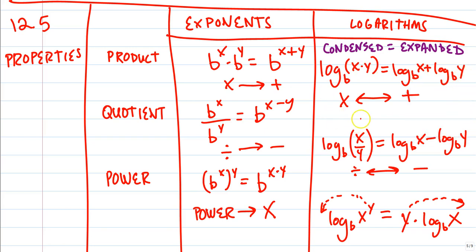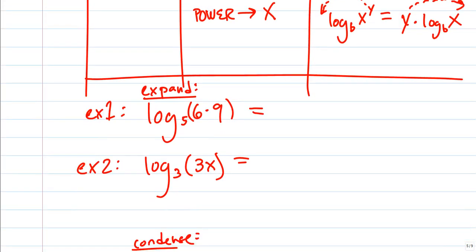Everything on the left side is condensed because it's a single log. It's put together. Everything on the right side is expanded, multiple logs. So keep that in mind as we're continuing.